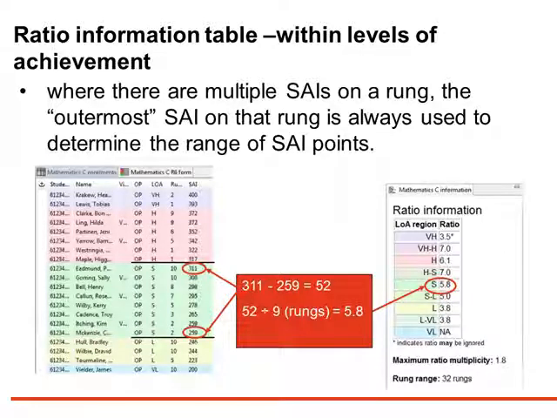This means that 52 SAI points have been used in the sound band in this distribution. Since we always count rungs inclusively, there are 9 rungs covered in the sound band in this group from SA2 to SA10. 52 points divided by 9 rungs gives an average of 5.8 points per rung, and this is what appears in the table for comparison with other parts of the distribution.